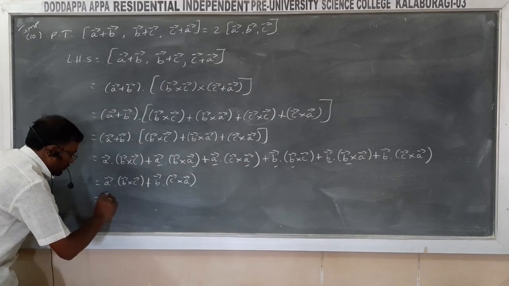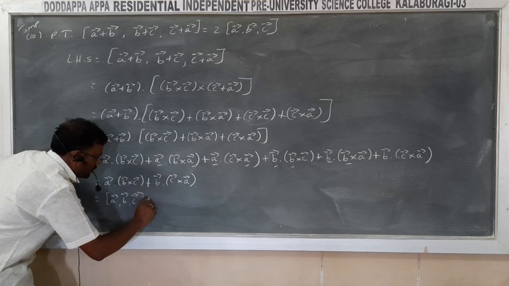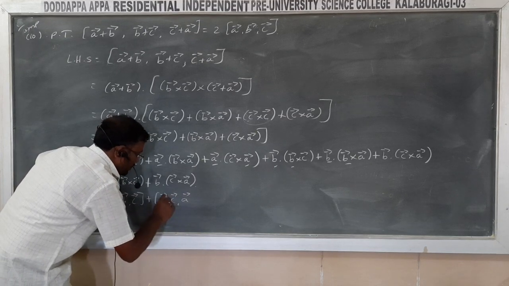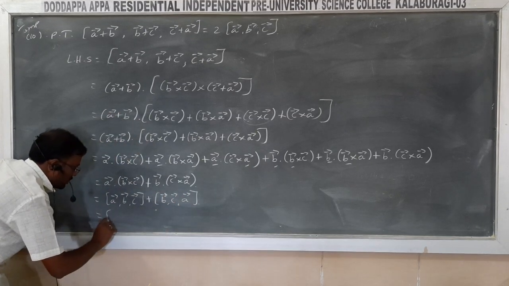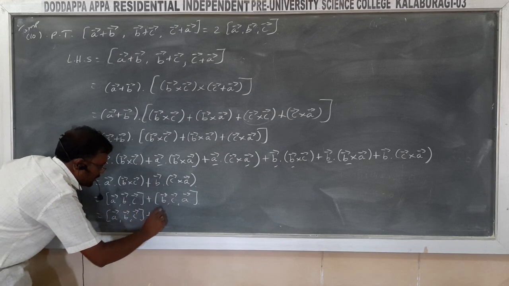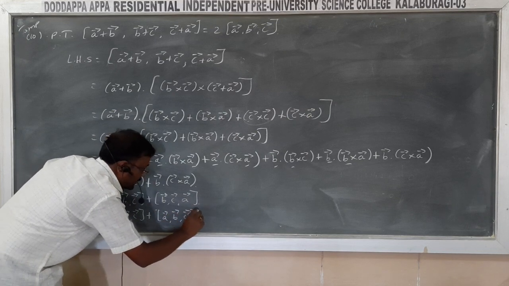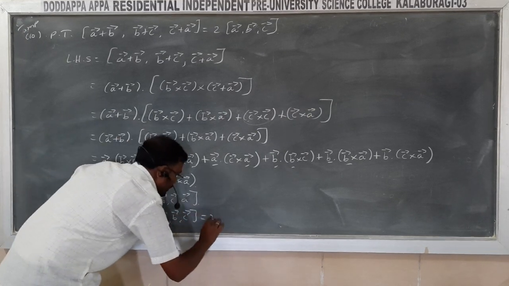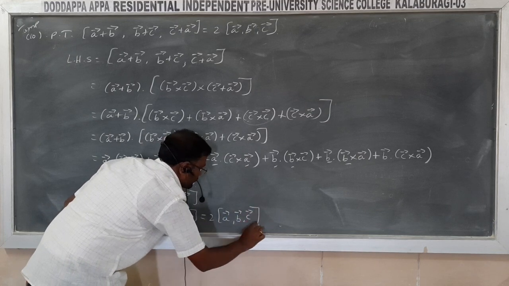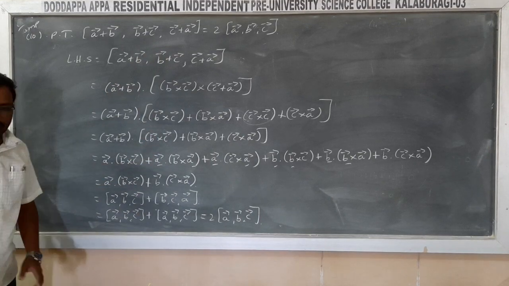So this can be written as box of ABC by definition of scalar triple product. This is BCA, but this is equal to what? Again ABC. Plus this is also ABC. Both are the same. So if we add these two, we get 2 times ABC. Okay, we get the RHS. Right?